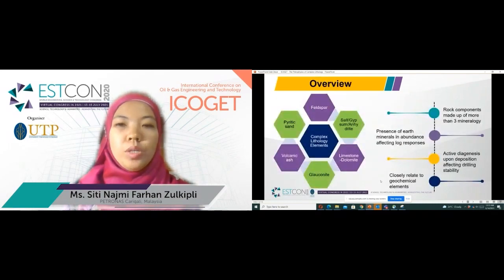So, overview of the complex lithology. A complex rock is usually made up of more than 3 minerals, and some of the common minerals present in the earth include salt, feldspar, glauconite, pyritic sand, limestone, dolomite, and also volcanic ash. Presence of these minerals in abundance can impact the log response, especially the density, the neutron, and also resistivity logs. Active diagenesis and mineral alteration can also happen even after the rock has been deposited, and some of these minerals are closely related to the elements present in the earth, such as silica, calcium, potassium, magnesium, aluminium, and also sulfur, to name a few.